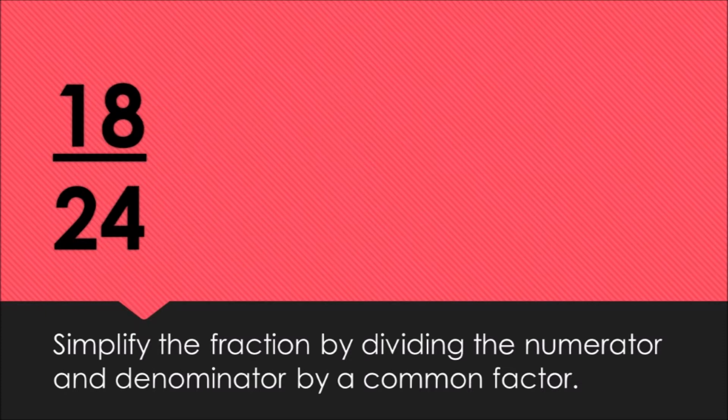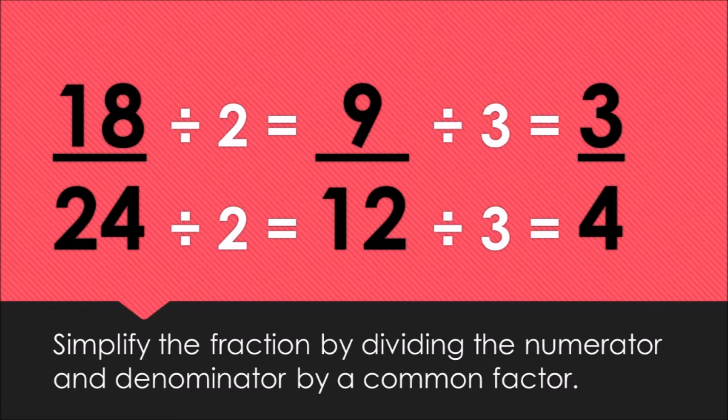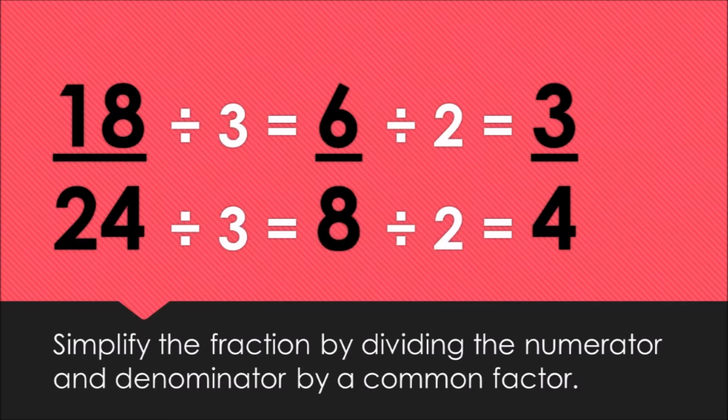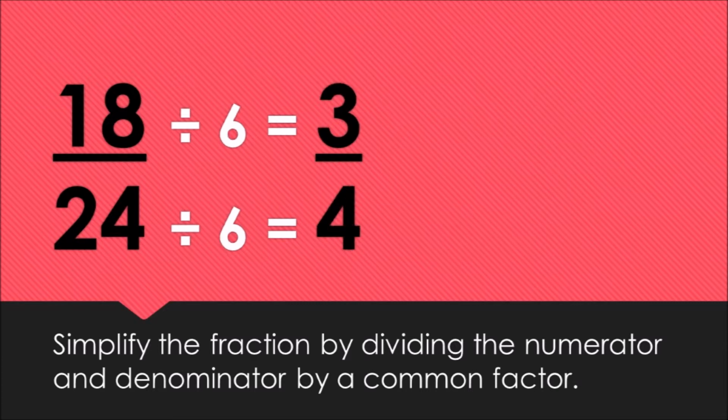The next one, 18/24. What can we divide 18 and 24 by? We can divide it by 2, which gives us 9/12. And then we'll divide 9/12 by 3, which gives us 3/4. Do you know of another way we can simplify? Yeah, we can switch them around. We can divide 18 and 24 by 3 first, which gives us 6/8. Then divide that by 2, which gives us 3/4. Can you think of another way? What else can we divide? Yep, we can divide 18 and 24 by 6, which gives us 3/4. So whichever way you work it out, as long as you get 3/4, you are right.